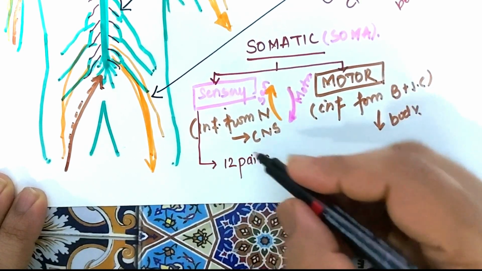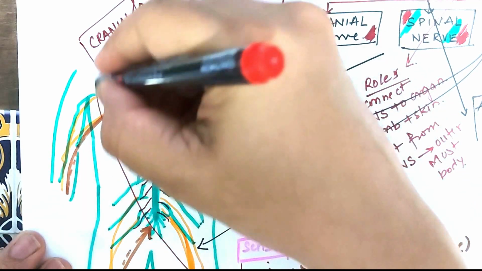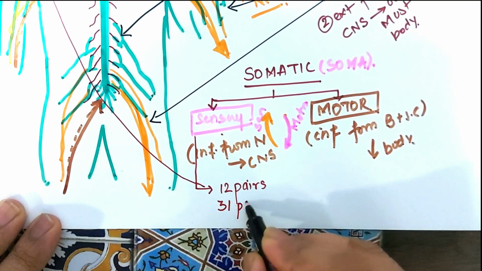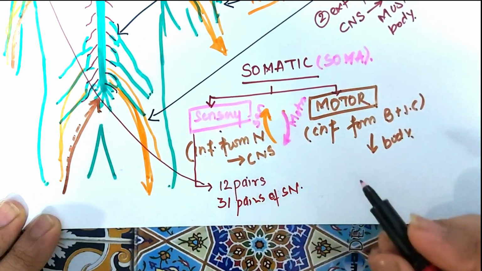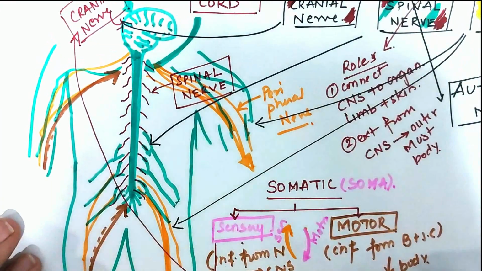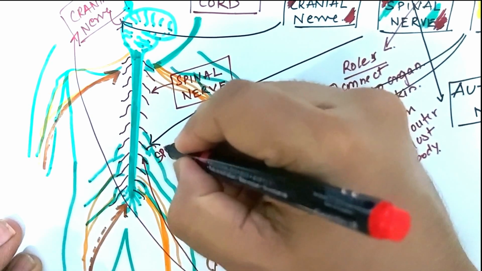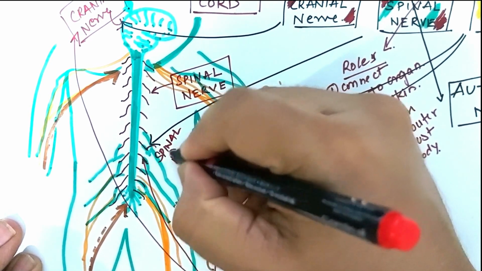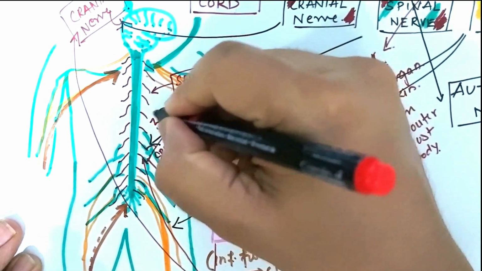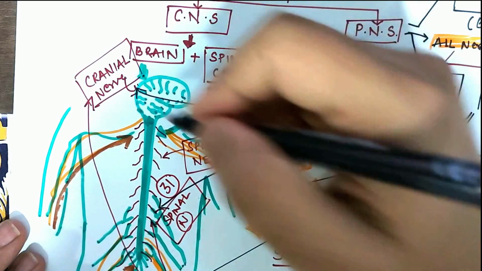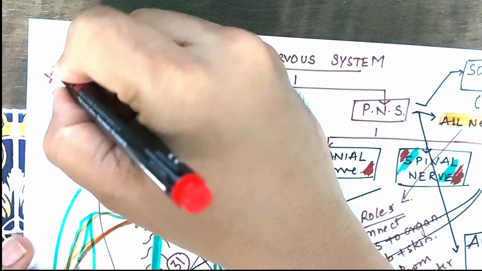The sensation which is carried towards the brain via the cranial nerves is basically in 12 pairs, and spinal nerves are basically in 31 pairs. So now we are going to list down the 12 pairs of the cranial nerves, of which two emerge from the cerebrum and the rest of them emerge from the brainstem.